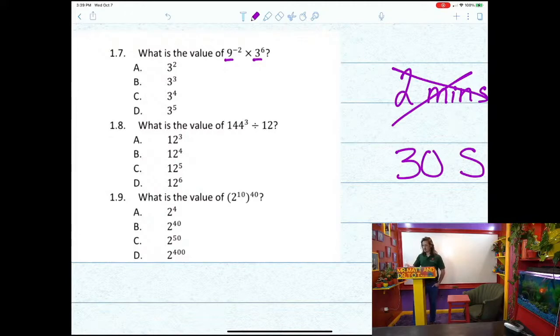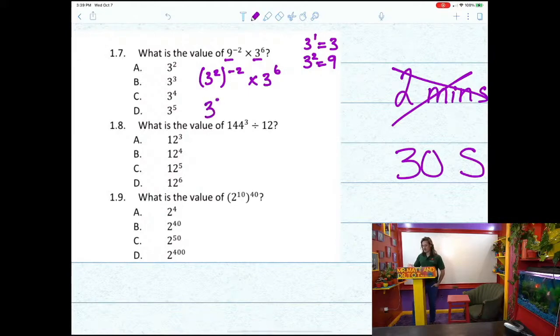Yes, because 3 to the first power is 3, 3 squared is 9. So instead of 9, you can write 3 squared. That's still raised to the negative 2 power, and then times 3 to the 6th power. Now you have a power of a power, so this is going to become 3 to the negative 4 power times 3 to the positive 6 power.